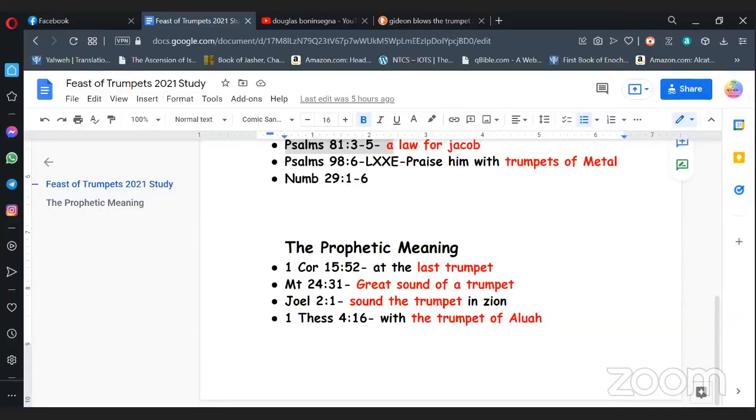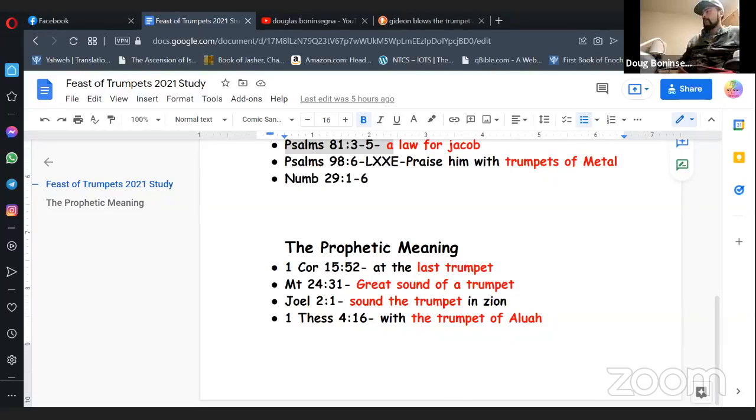Okay, so moving on here. All right. What translation are you reading from? What I just read from was Brenton's English translation of the Septuagint. That was a pretty basic English translation of it.